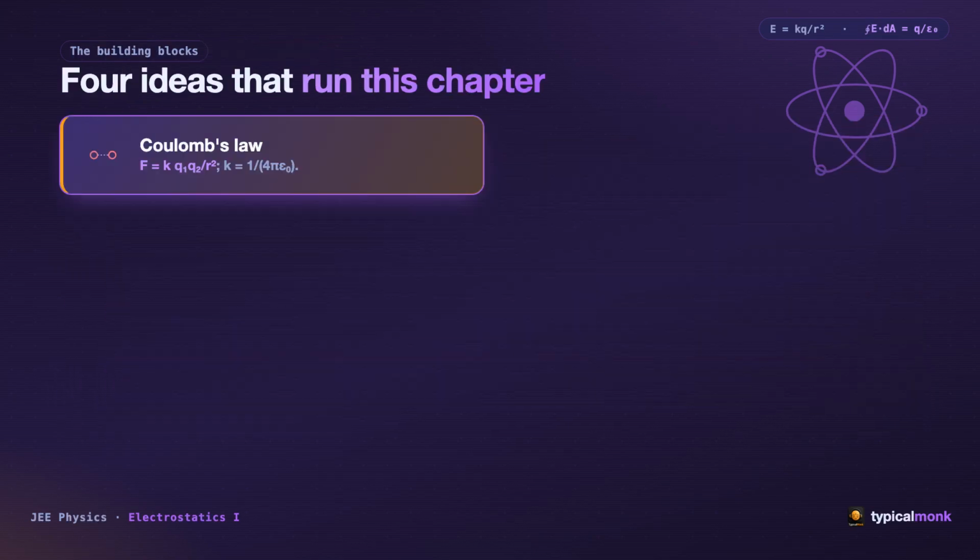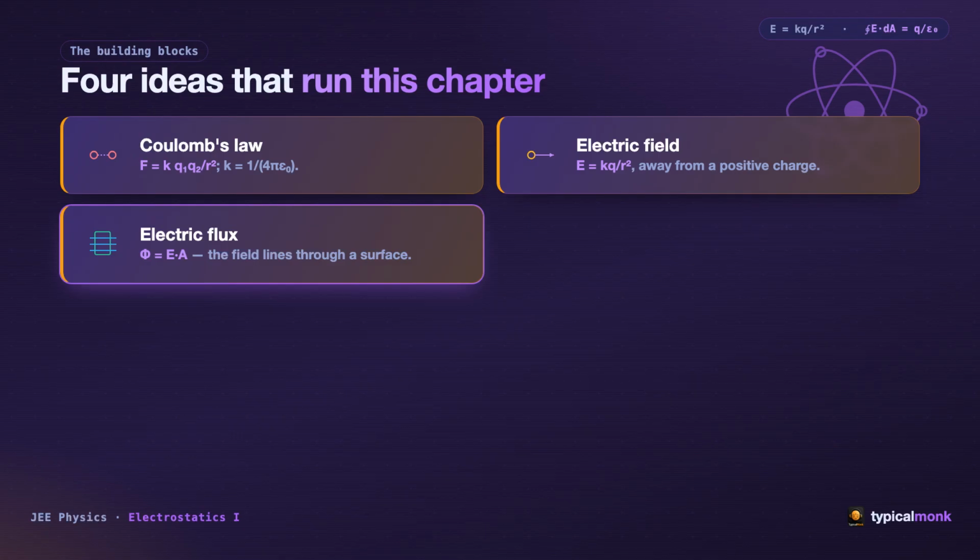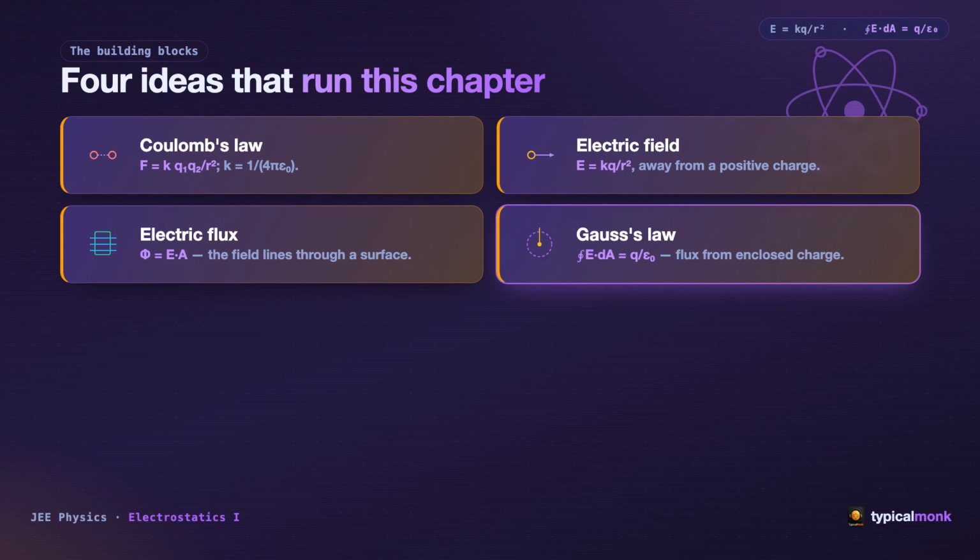Four ideas run this entire chapter. Look at them together first. Coulomb's law: the force between two charges, F equals kq1q2 over r squared, where k equals 1 over 4 pi epsilon naught. The electric field: the force per unit positive charge, E equals F over q naught, and for a point charge, E equals kq over r squared, pointing away from a positive charge. Electric flux, phi equals E dot A, the field lines passing through a surface. And Gauss's law: the closed surface integral of E dot dA equals the enclosed charge over epsilon naught.